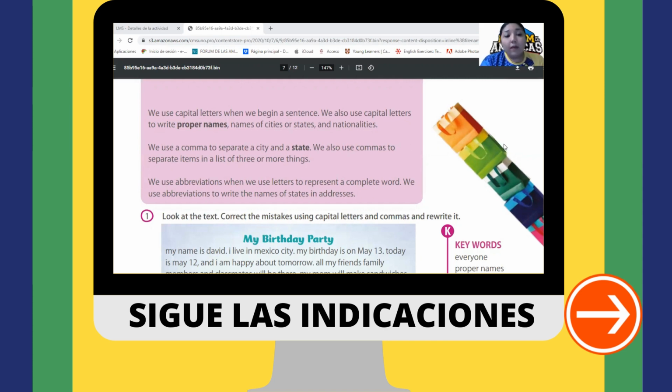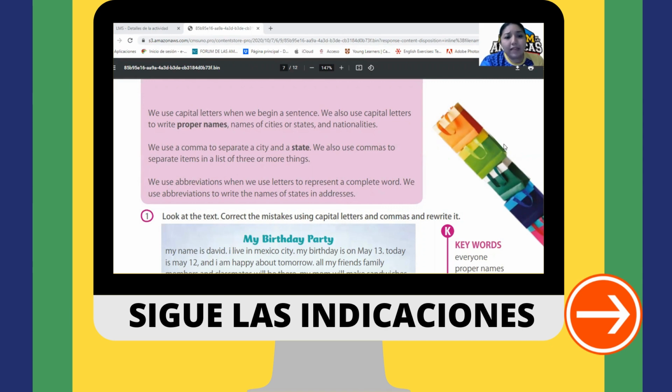We use a comma to separate a city and a state. Usamos una coma para separar una ciudad y un estado. We also use commas to separate items in a list of 3 or more things. También usamos comas para separar artículos de una lista de 3 o 4 cosas o más.